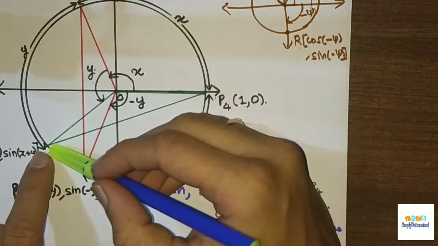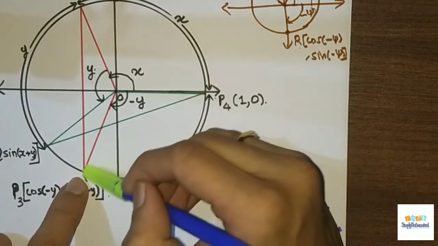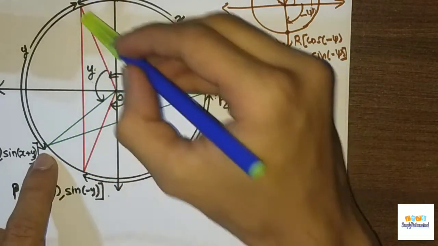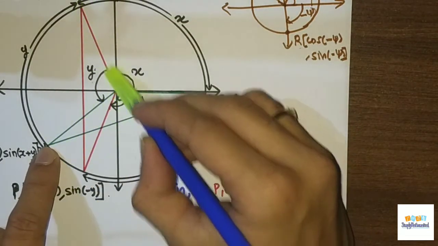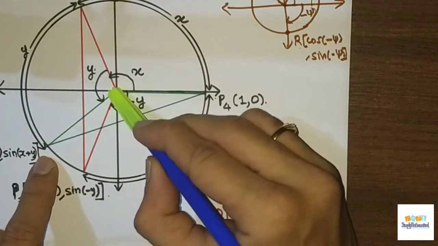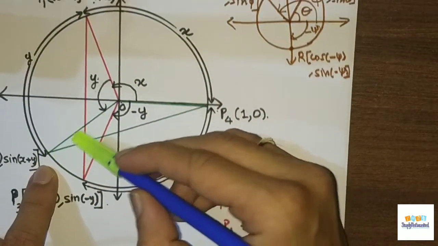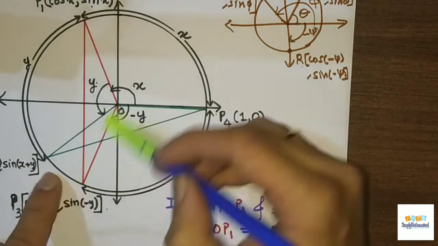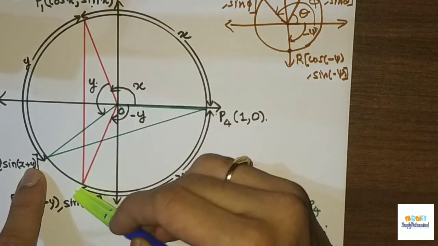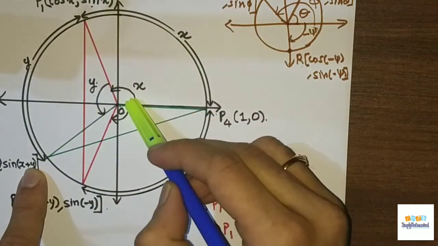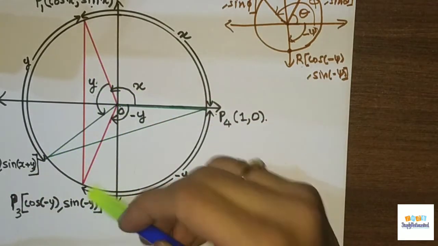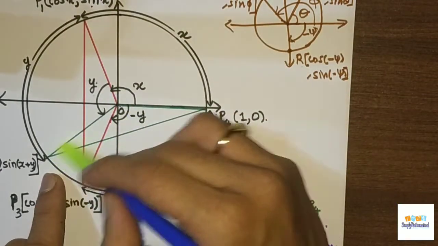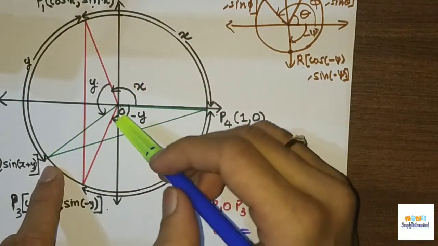Now if you add this angle P2OP3 to this angle P1OP2, so to this angle here, which is there, you add this small angle. So what you will get is P1OP3. If you add this small angle to this angle here, you will get this angle here, P1OP3.